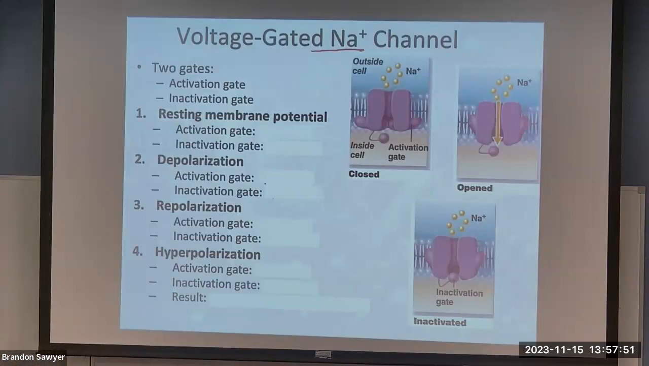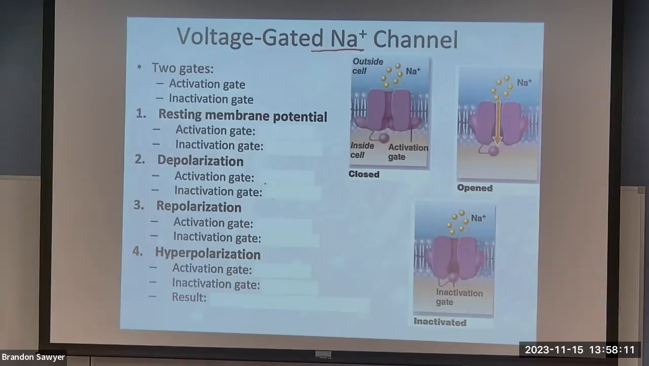For the resting potential, the inactivation gate, is that also open during resting? The inactivation gate is open during resting. Yes, if you go back to the states of the gates that we talked about right there. You can see the resting state, that one's open. And then during inactivation, it's closed.